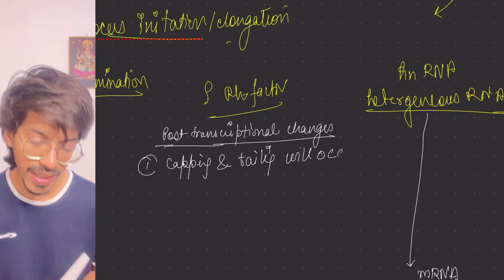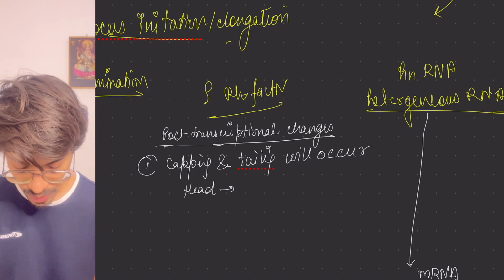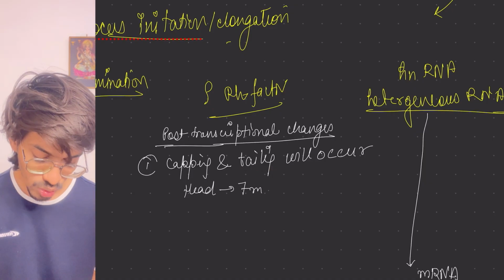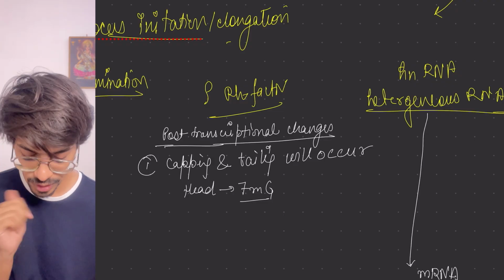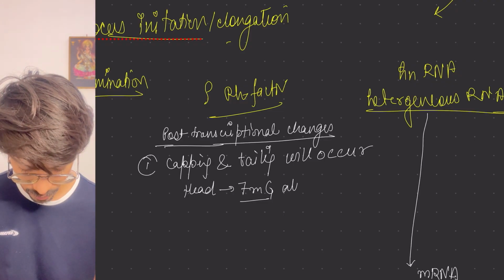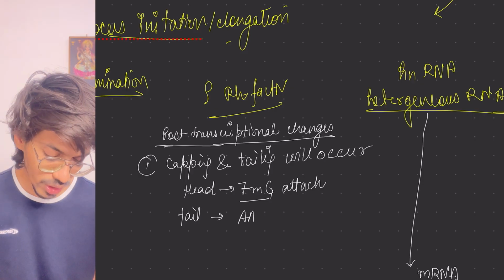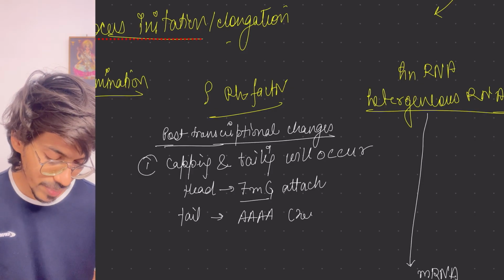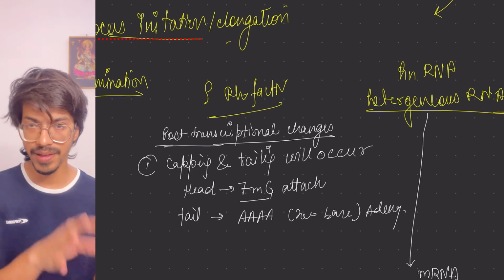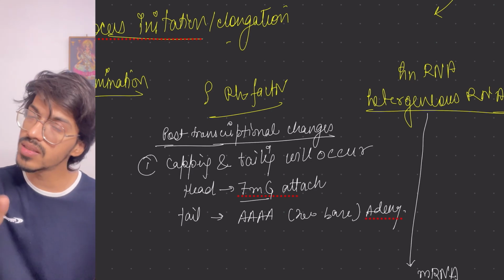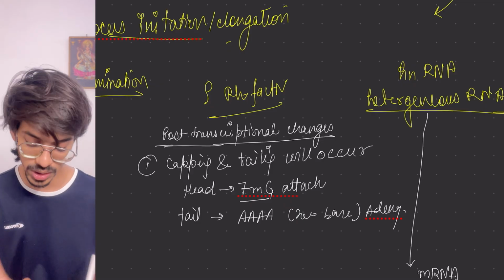In capping and tailing, what will happen? Basically at the head, there will be 7-methylguanosine. It is a nucleotide that will go and attach. Whereas at the tail side, what will happen? Polynucleotide, meaning more than 200 bases of the adenylyl chain will be added. This will increase its stability because RNA is very less stable. Okay, it will be destroyed soon.